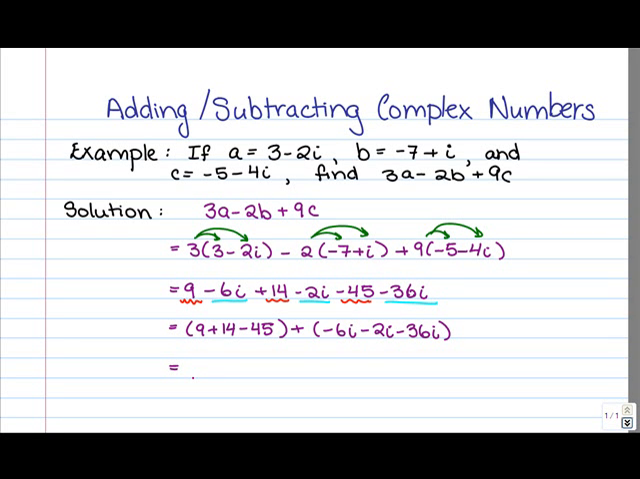So now if we go ahead and simplify 9 plus 14 minus 45, the real terms, that gives us negative 22, and minus 6i minus 2i minus 36i gives us negative 44i. So altogether we have negative 22, that's the real component, and negative 44i, that's the imaginary component. So overall our complex number is negative 22 minus 44i.